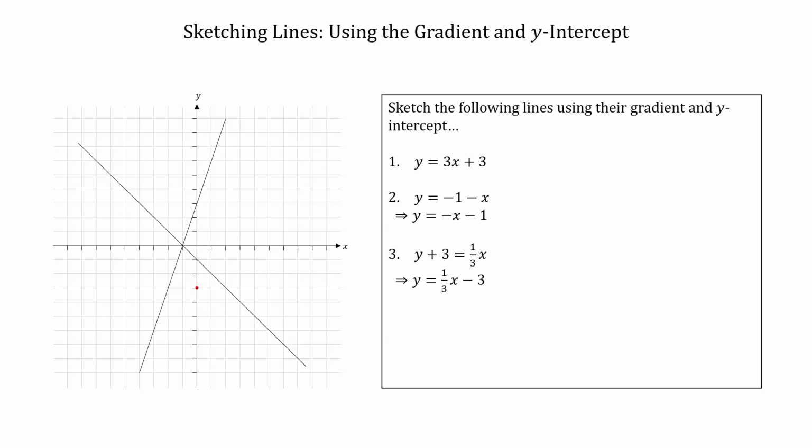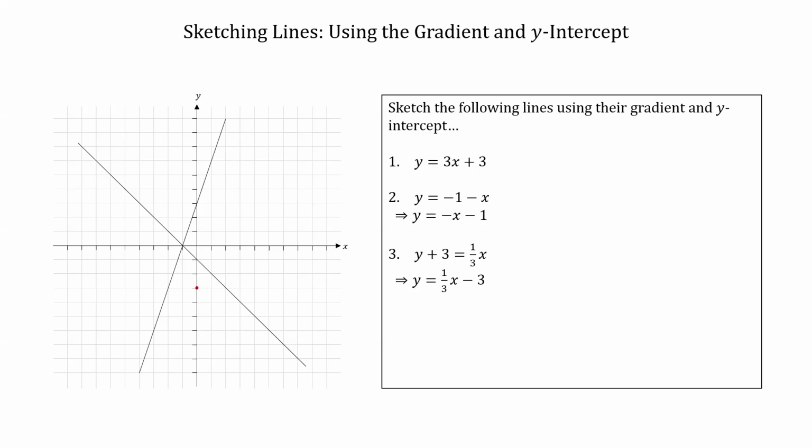And now at this point we need to be quite clever. So the gradient is 1/3. That means that as we increase x by 1, y increases by 1/3, but it will be hard to accurately sketch this point if we move 1 along the x-axis and then 1/3 up the y-axis. It'll be hard to do accurately.